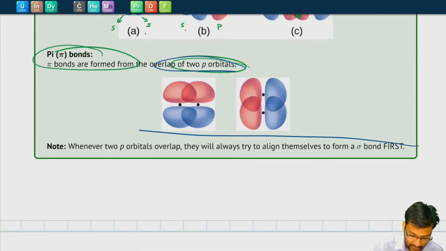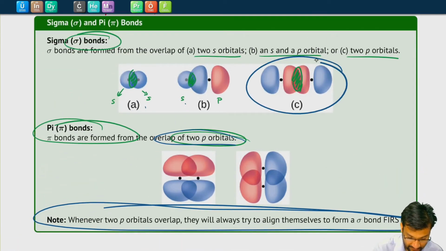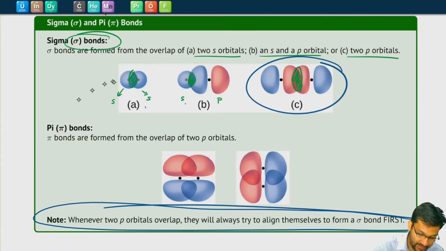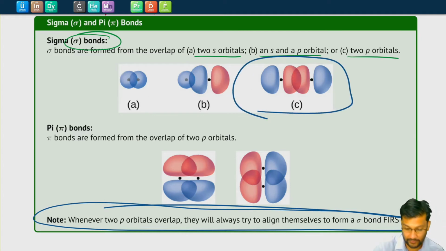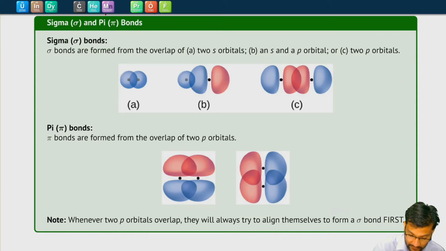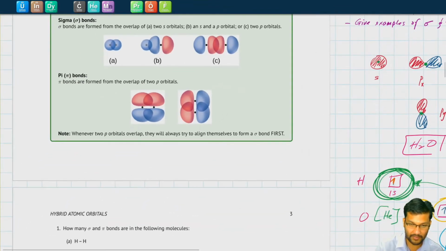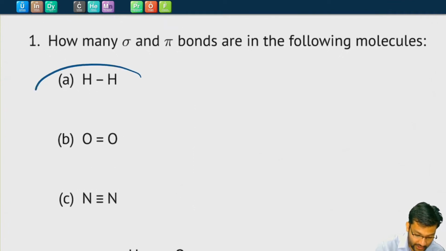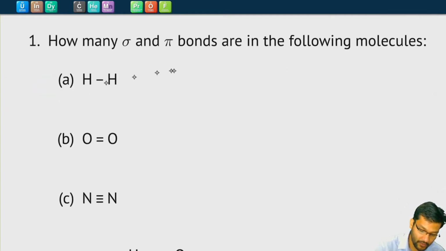But here's the important thing to note. Whenever two p orbitals overlap, they will first try to form a sigma bond, and then they'll try to form a pi bond. Why? Because they just try to align with each other like this to form a sigma bond first. That's just what they do. So in this way, we can figure out when two atoms come together to form bonds, whether they're going to be forming sigma bonds or pi bonds. And so let's look at these examples. Two hydrogens, they only have one s electron each, right? So we know that when they come together, they'll form one sigma bond.